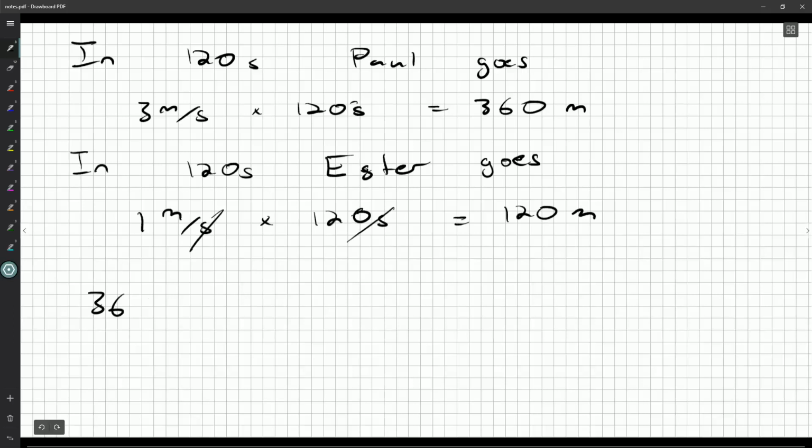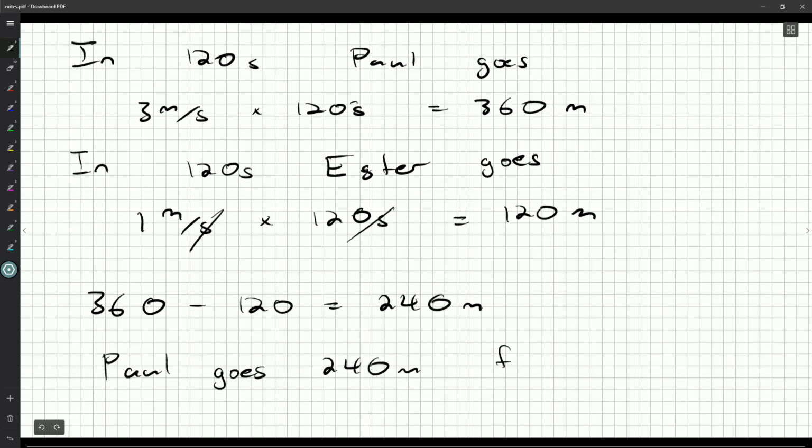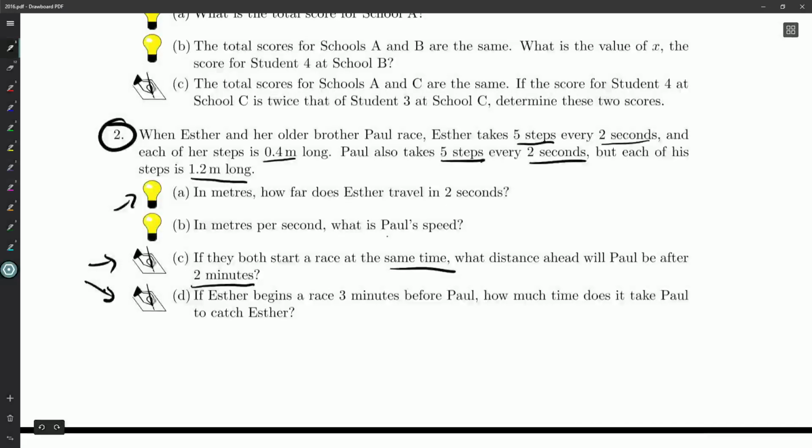And so the difference is going to be 240 meters. So Paul goes 240 meters further. Okay, we've got all our reasoning there. So that's how far ahead Paul will be, 240 meters.